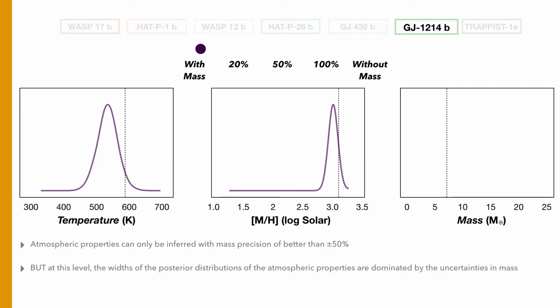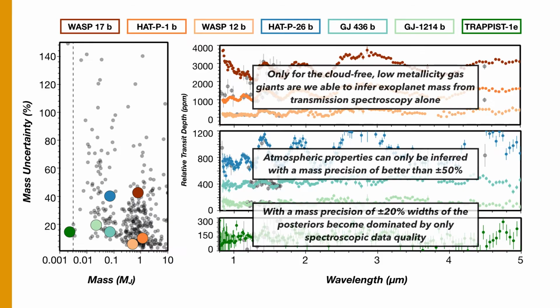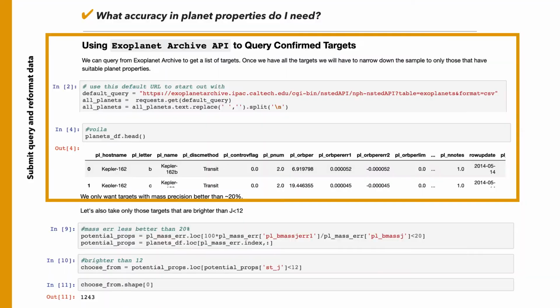So then, if you improve your mass to 20%, the widths of the posteriors finally become dominated by the spectroscopic data quality and not by the unknown mass, which means that ultimately we need at least 50% masses for initial characterization, but we should really be aiming for 20% masses if we want the posteriors to be completely dominated by only the spectroscopic data quality.